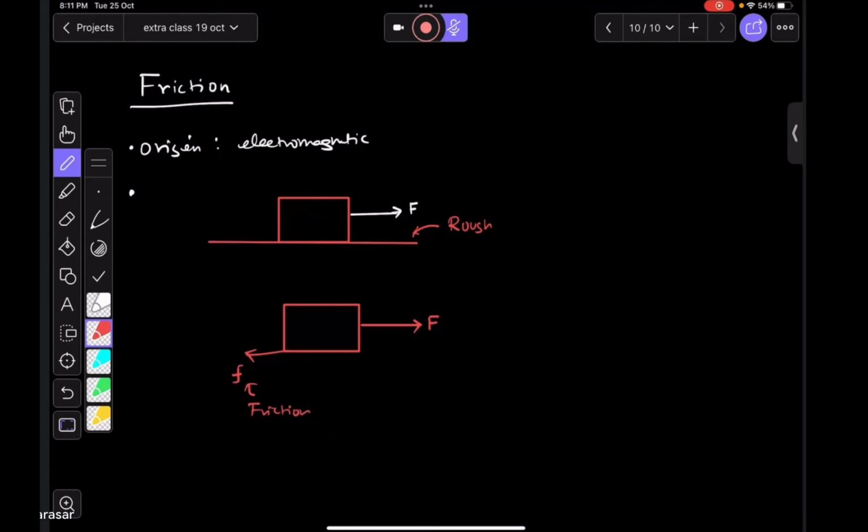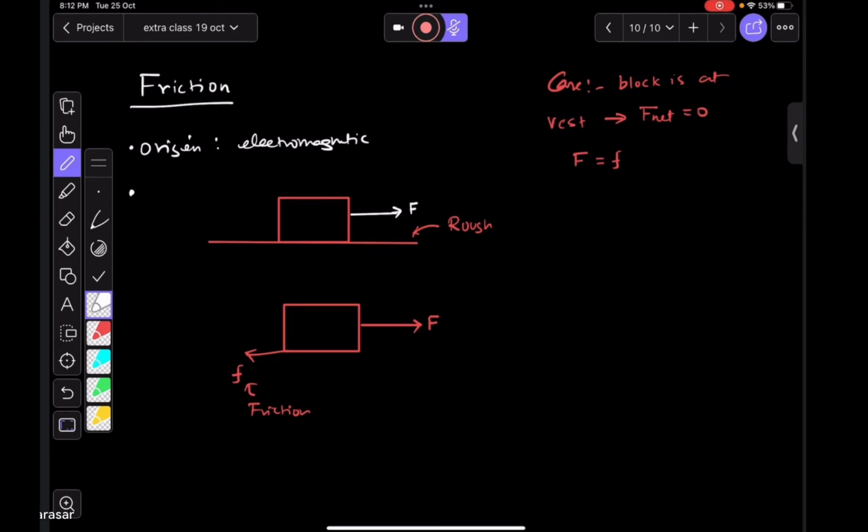And if the block is at rest, the net force on it will be 0. And if net force is 0, then the force that we are applying on it must be the same as the friction force. So when we don't see any slipping or any relative motion between the surfaces, whatever friction force acts is called static friction, and the name itself suggests static means not moving.